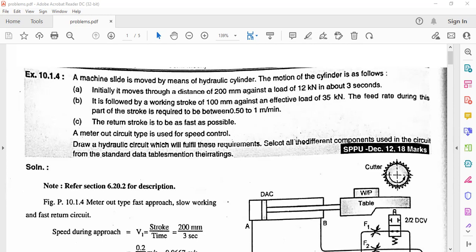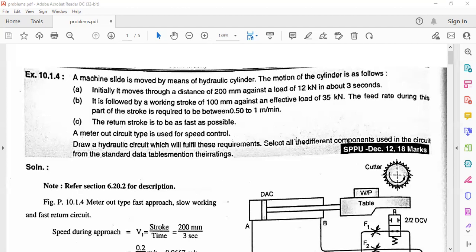C. The return stroke is to be as fast as possible. A meter-out circuit type is used for speed control. Draw a hydraulic circuit which fulfills this requirement. Select all the different components used in the circuit from the standard data tables. Mention their ratings. So this is our statement of the problem.